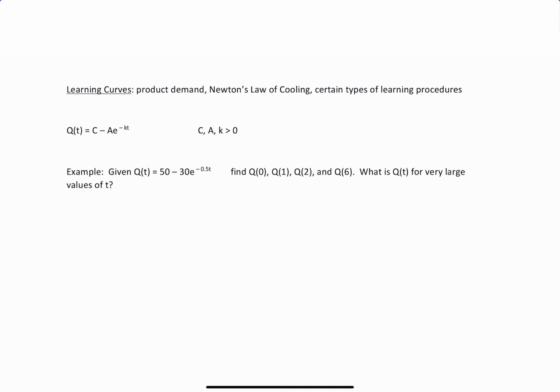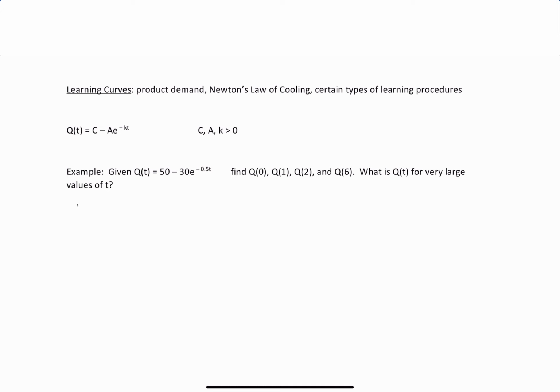Here's an example. Q of t equals 50 minus 30 e to the minus 0.5t. This happens to describe how many units of a product an employee can assemble after they've been working at the job for t days. So that's why this is called a learning curve. As you learn, you get better. We're not asked to find any of the constants here. We're just given them and asked to find some quantities.